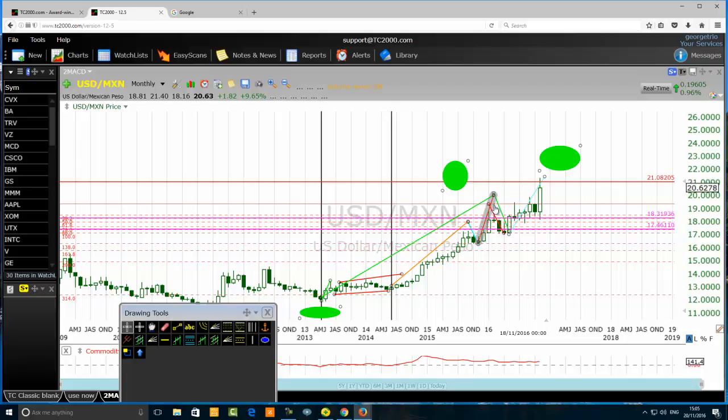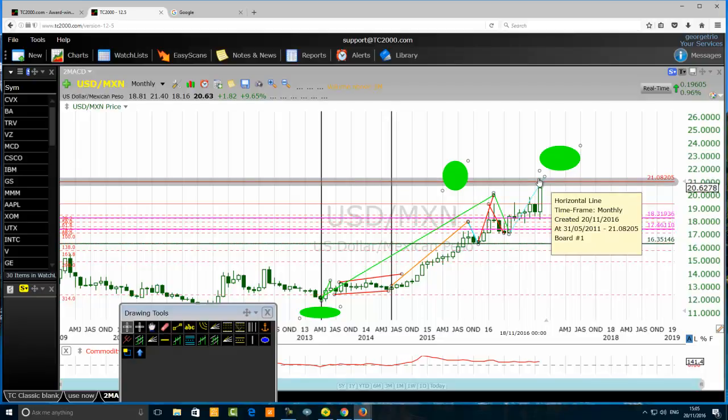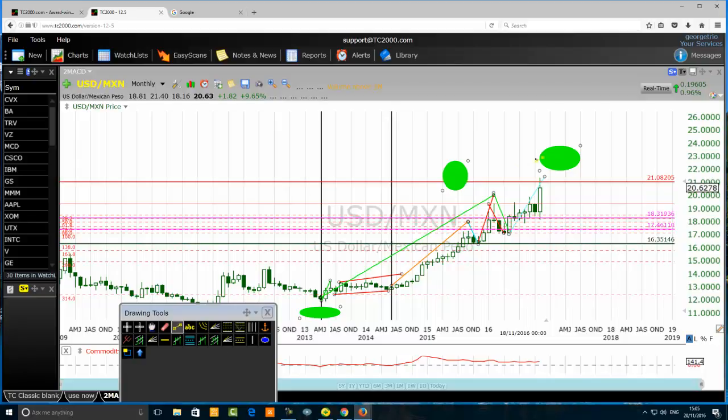So let's focus on the end of the C part of the flat correction. You know what I'm going to say. There is a high chance that this currency pair, the US dollar Mexican peso, will come down to the level of 16351. That's the first forecast. 16351 is the first target, which is the 138.2% Fibonacci extension level of the A part of the flat correction.